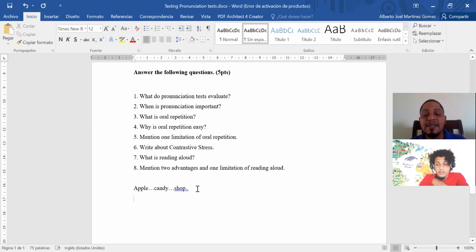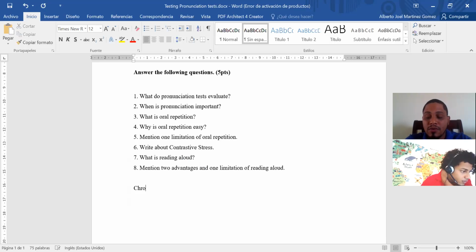All right, so I hope that you have very clear what oral repetition is. Oral repetition in testing is different from choral repetition. One thing is oral repetition and another one is choral. Choral, you know, from church, right? Many people who sing together, that's a choral.